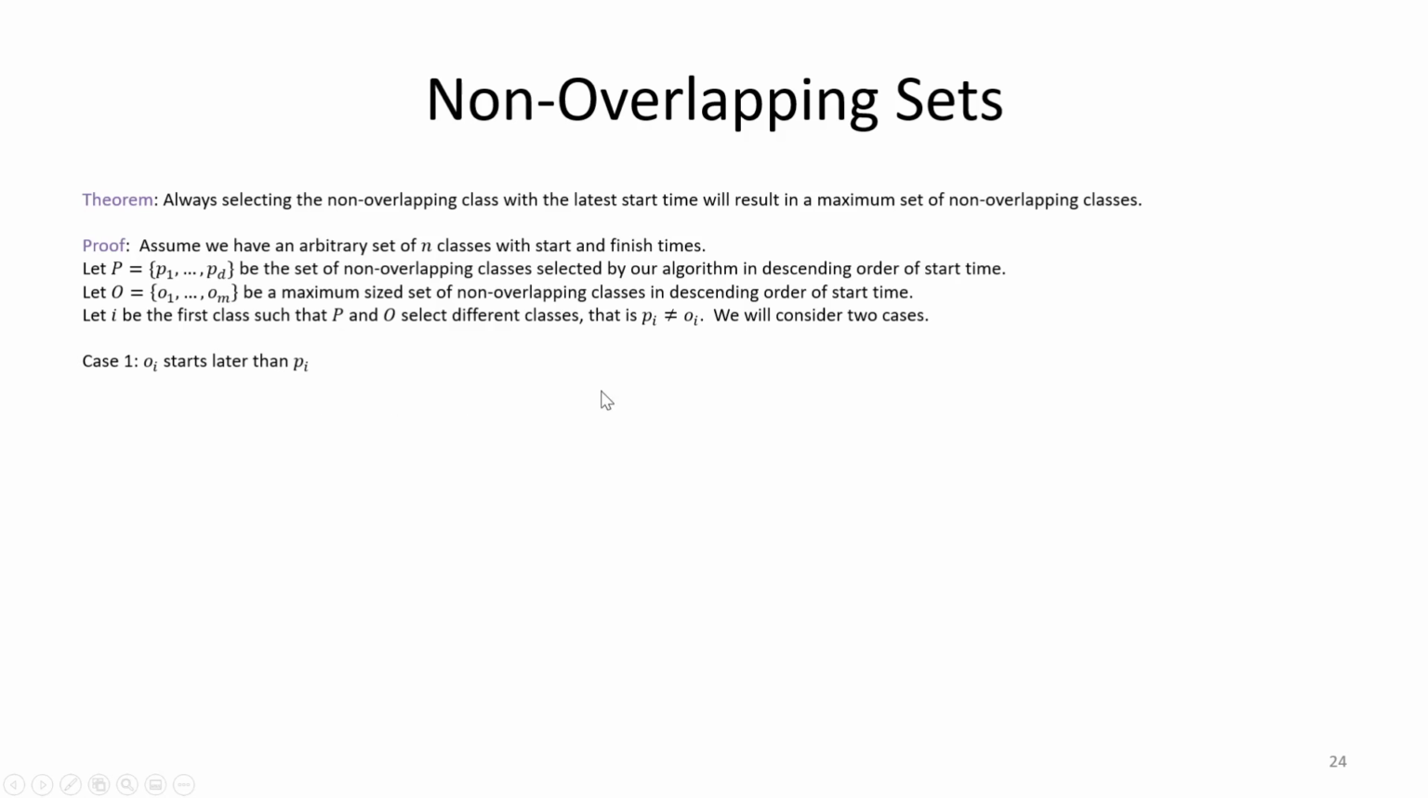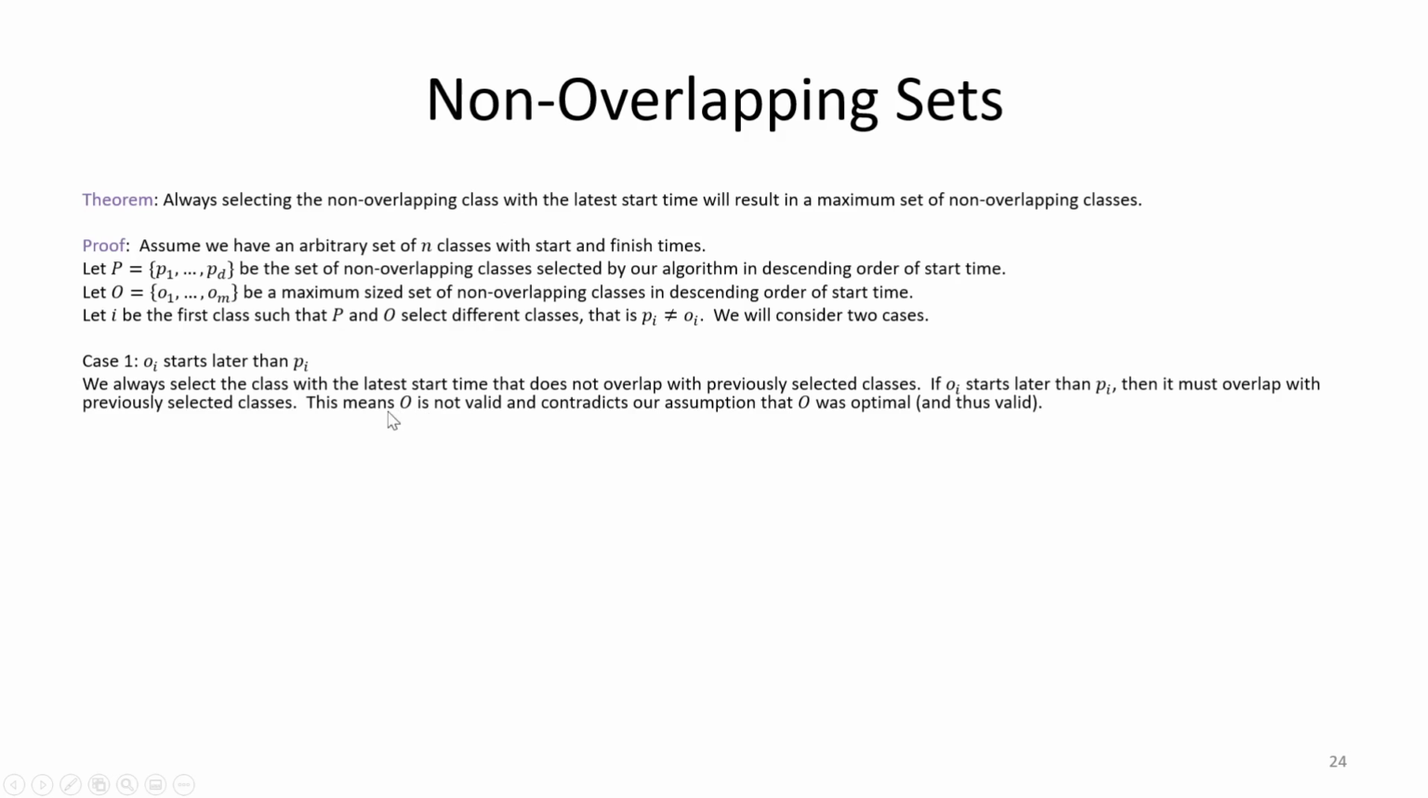Now in this case, let's be careful here, because remember that our algorithm says we're always going to select the non-overlapping class with the latest start time. So if O selects a class that starts later than us, we select the one that is non-overlapping with the latest start time. So if you pick one that starts later than us, you must violate this part. You must pick an overlapping class. So that's the argument that we're going to make here. We always select the class with the latest start time that does not overlap with the previously selected classes. If OI starts later than PI, then it must overlap with the previously selected classes.